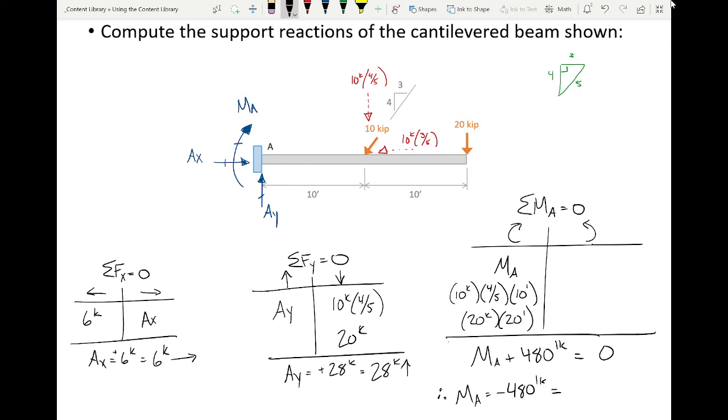That means that this assumption going in this direction was wrong. That's all it means, okay? So I assumed that this would be 480. What did I assume? I assumed clockwise. That means it's 480 counterclockwise. That's all that means, is that the assumption in the direction was incorrect. That's all. You don't need to develop significant emotional distress. Just means that your assumed direction was incorrect.